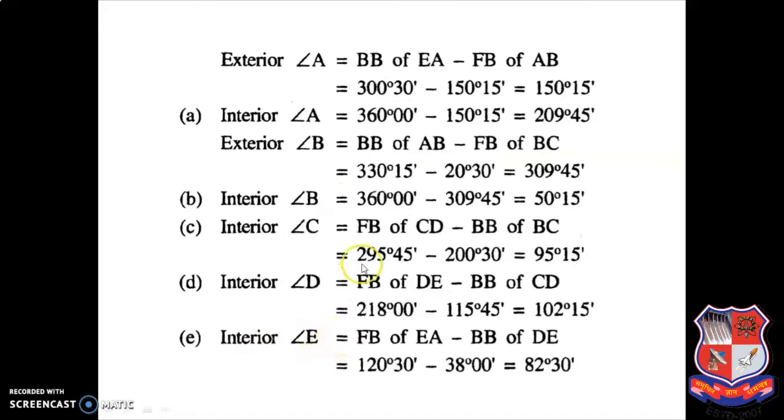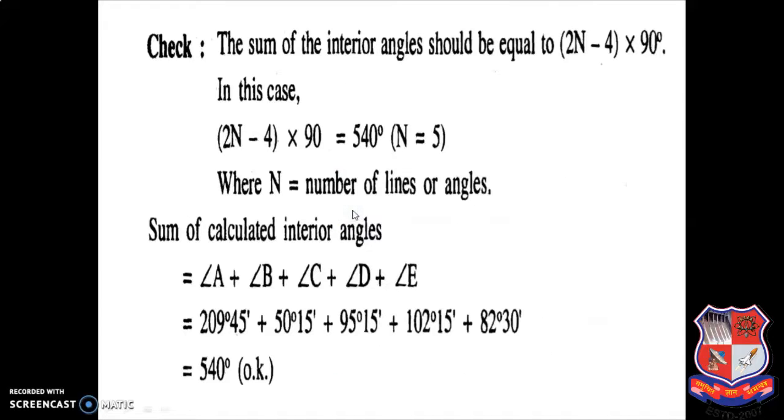Once you calculate all the angles, you have to do this particular check. The sum of the interior angles should be equal to (2n minus 4) into 90 degree, where n is the number of sides or number of angles. Here our number of sides and angles are, n is equal to 5, because 5 angles are there and 5 sides also. Just put the n value here and you will get 540. Your summation of all the calculated interior angles must become 540.